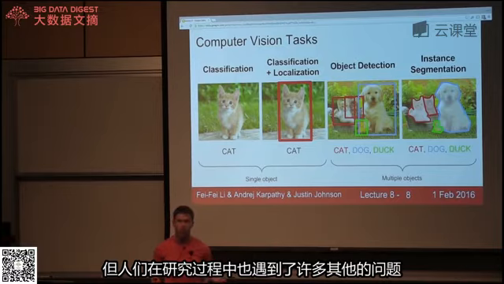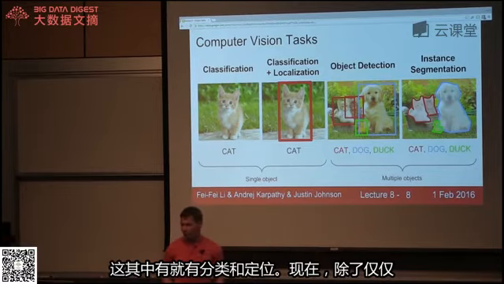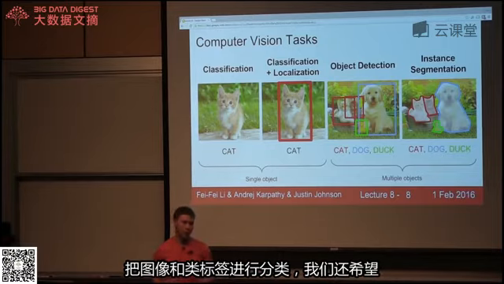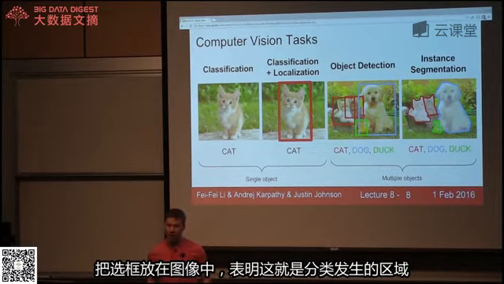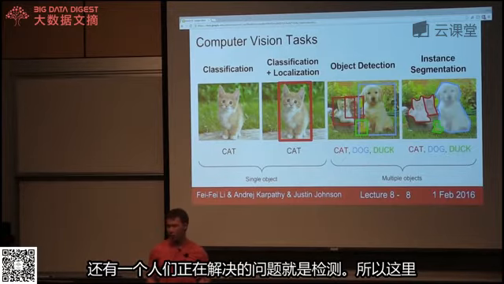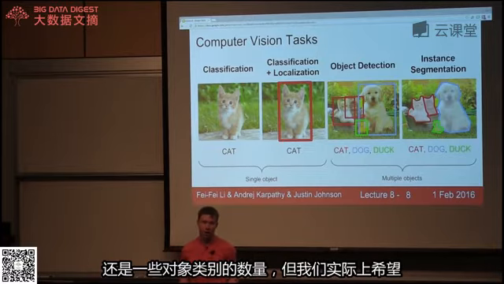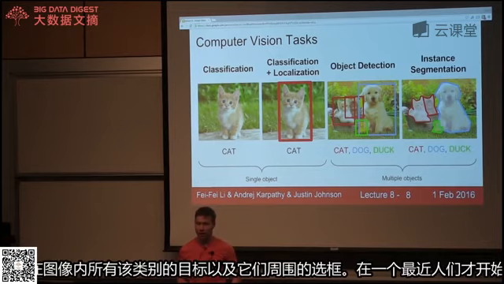But there's actually a lot of other tasks that people work on too. Some of these are classification and localization. So now instead of just classifying an image with some category label, we also want to draw a bounding box in the image to say where that class occurs. Another problem people work on is detection. Here there's again some fixed number of object categories, but we want to find all instances of those categories inside the image and draw a box around them.